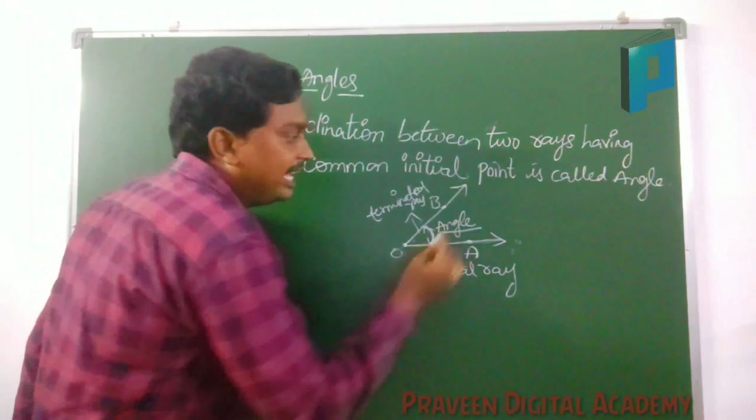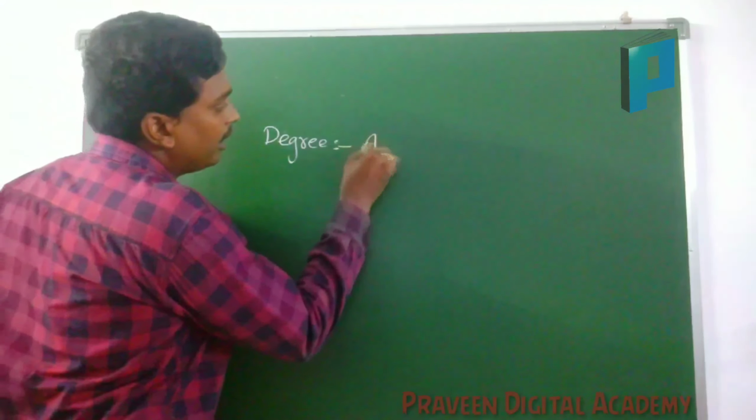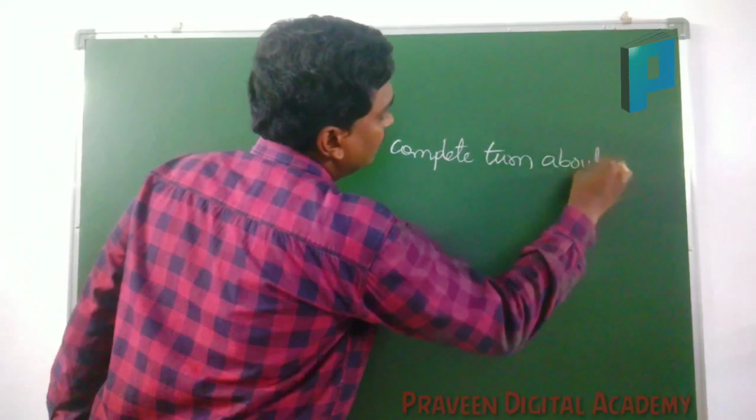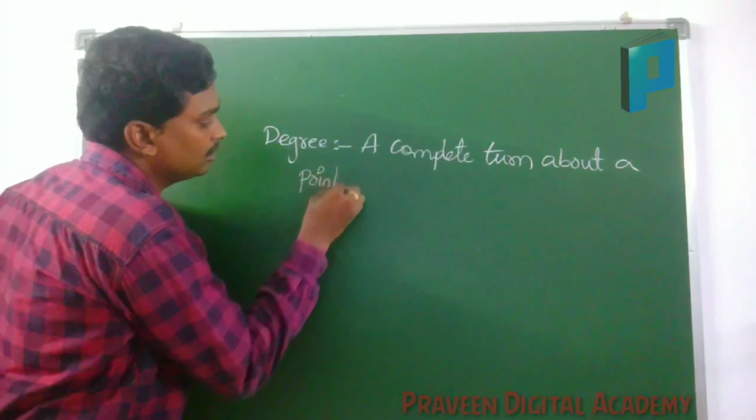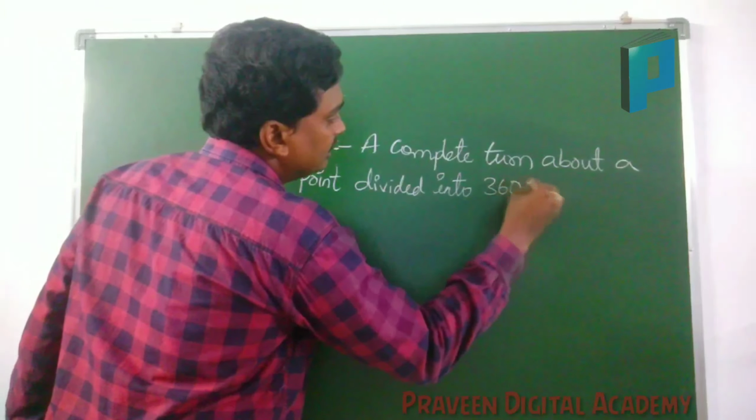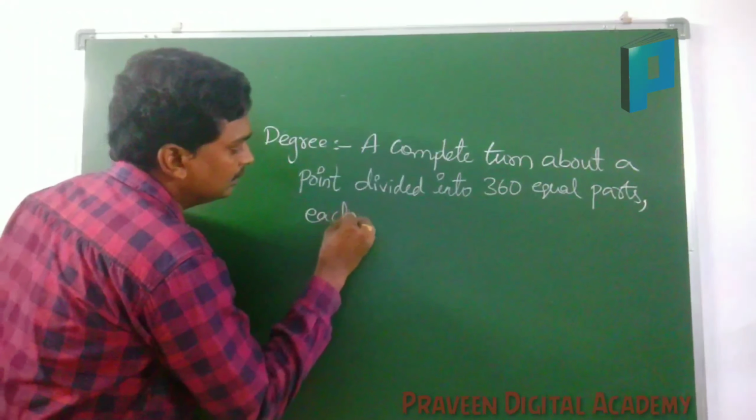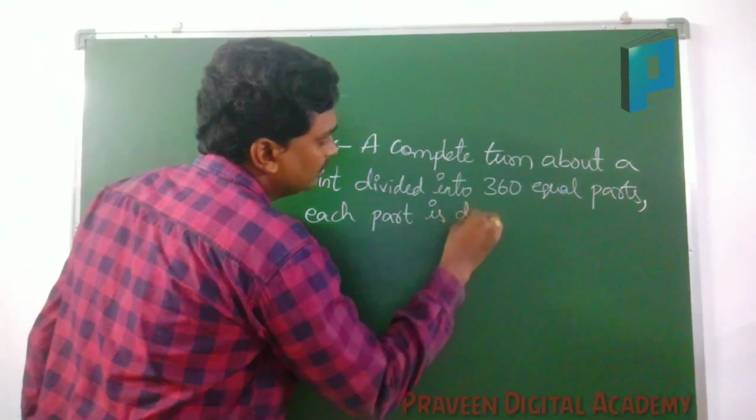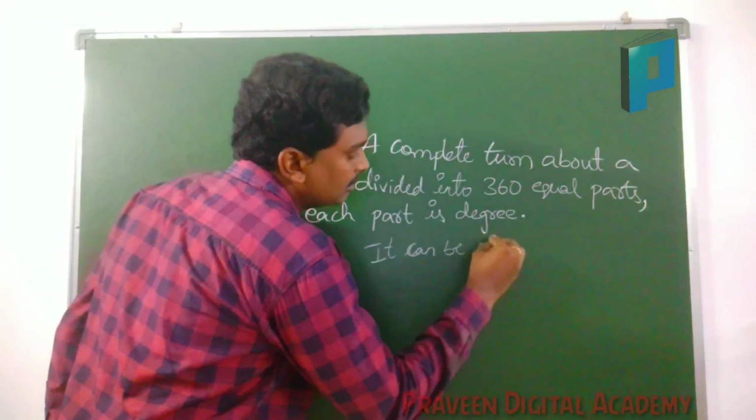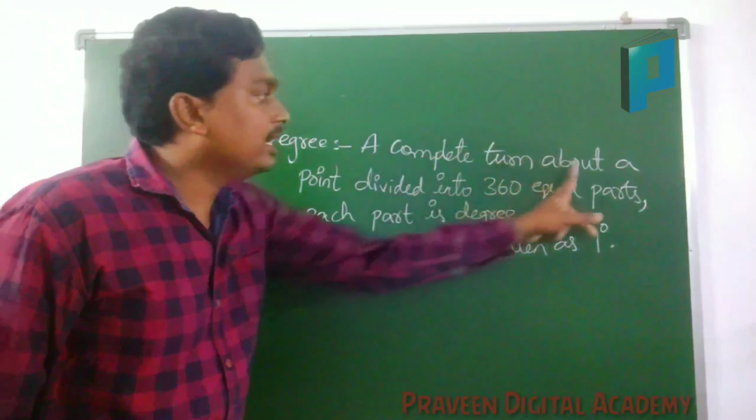The unit of angle is degree. A complete turn about a point divided into 360 equal parts, each part is a degree. It can be written as 1 degree.